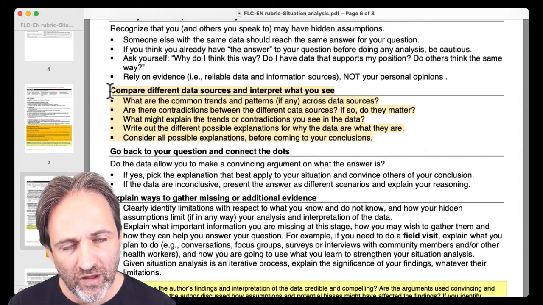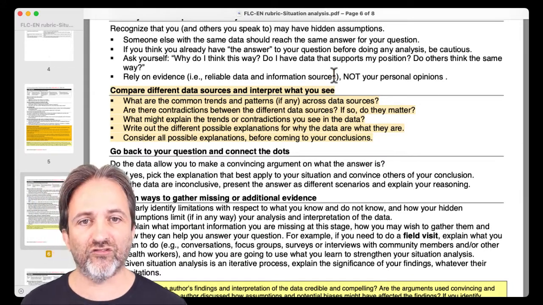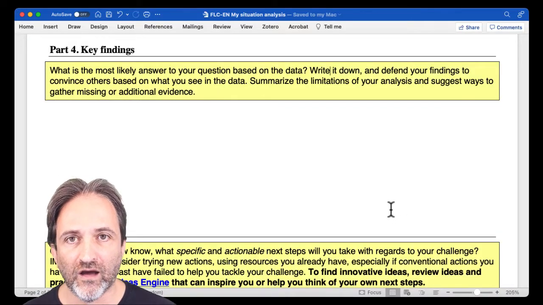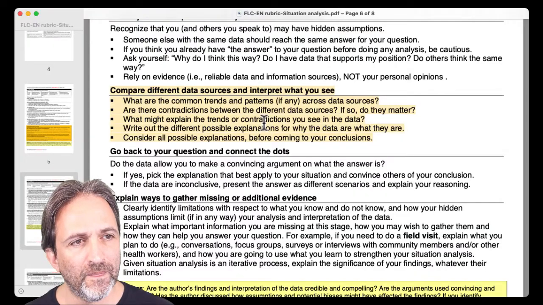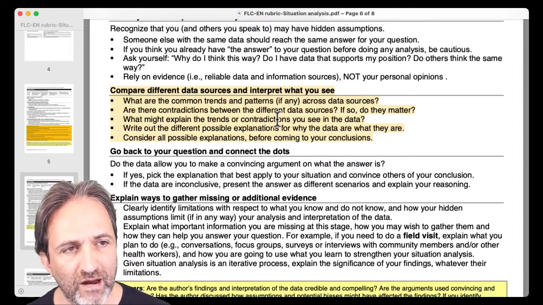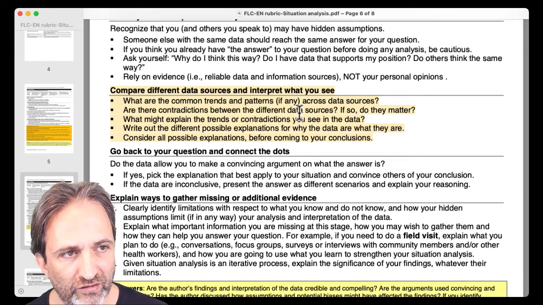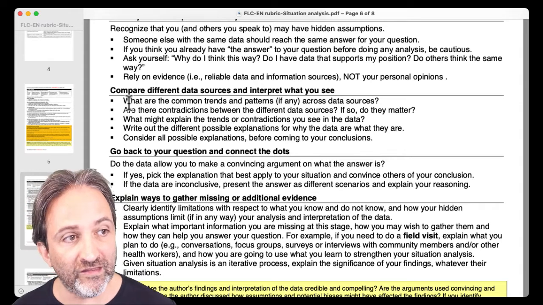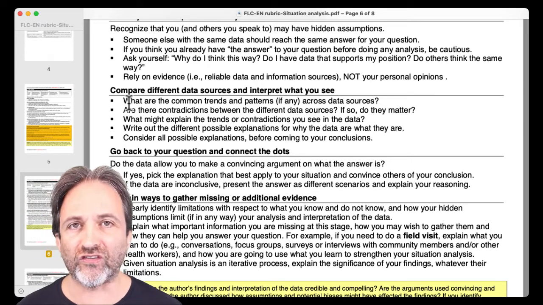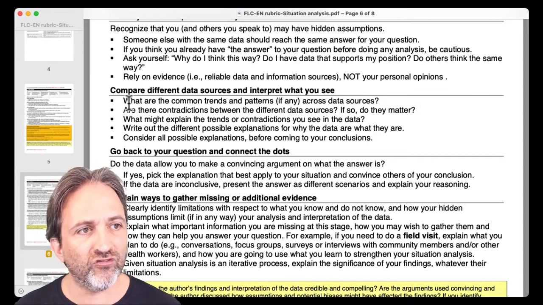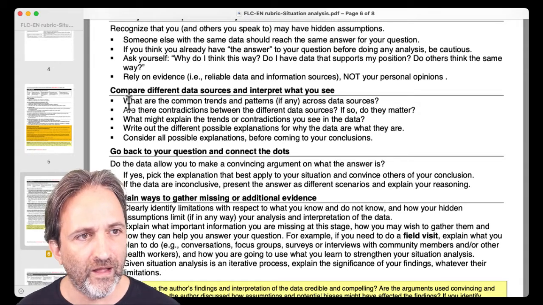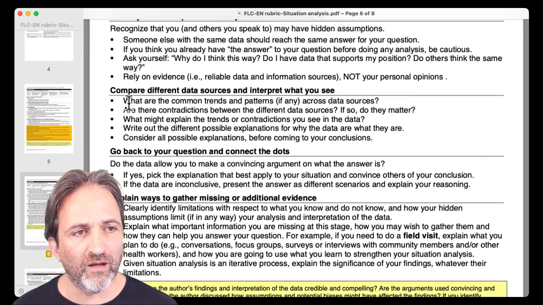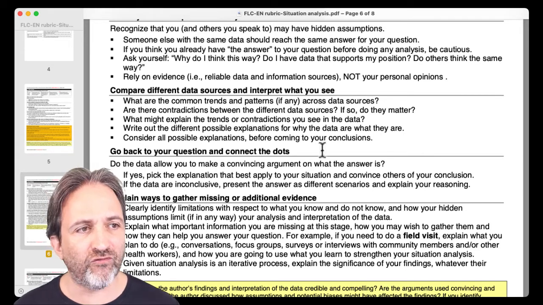So in order to reach your findings and actually determine what you are going to report as your key findings here in your situation analysis, it's extremely important to compare different data sources and interpret what you see. So here you can see the questions. What are the common trends and patterns, if any, across data sources? Are there contradictions? If so, do they matter? What might explain the trends or contradictions you see in the data? Can you write out possible explanations for why the data are what they are? Have you considered all possible explanations before coming to your conclusions?